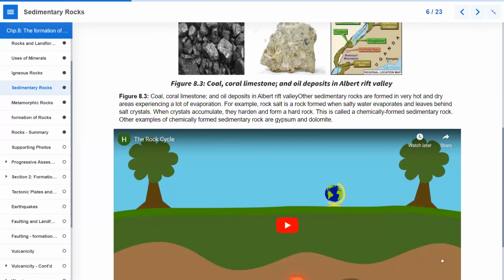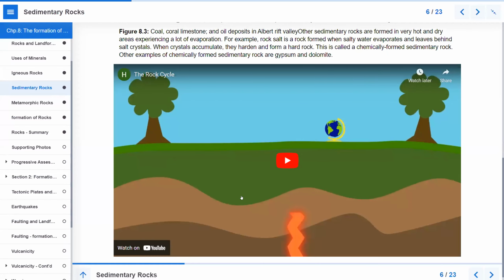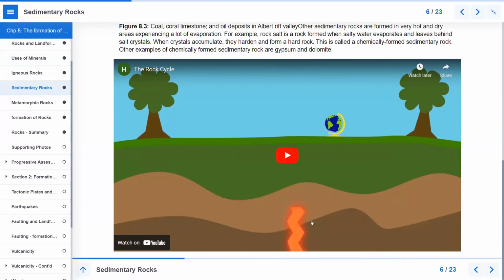Now, let us talk about the other kinds of rocks. And I want to start with a short video that shows the rock cycle. So listen in as we look at this, take note, how do these rocks form, and can one rock become another? Can a sedimentary rock become a different kind of rock? So that's what we're going to do right now.